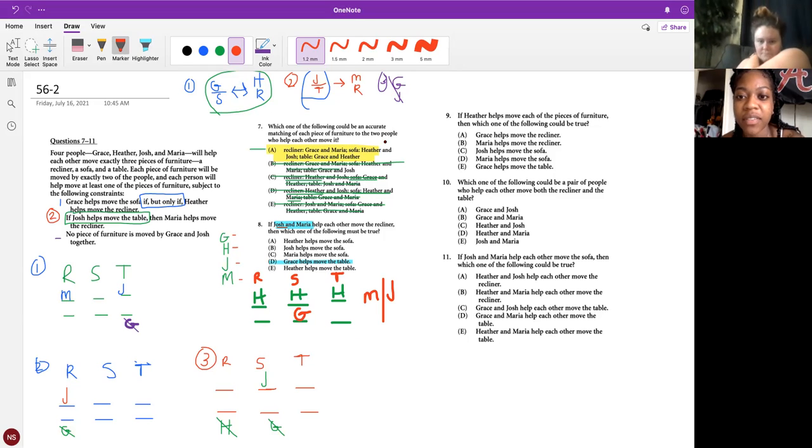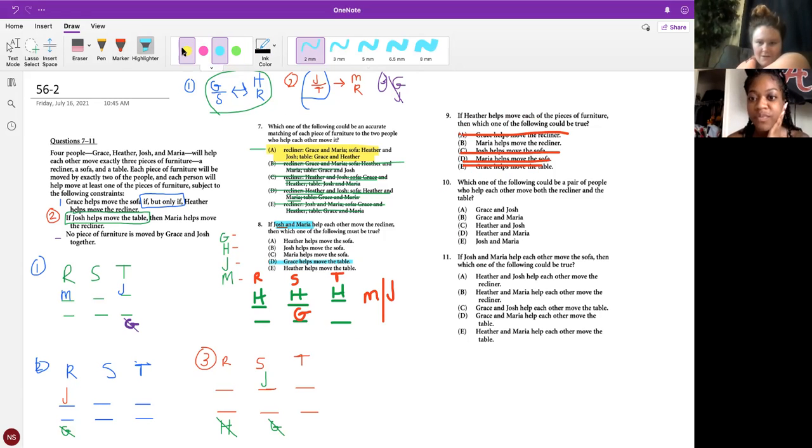So we're on 9, right? Which one of the following could be true? So it's probably gonna be something with M and J. Excellent. So you could do B. Yep, because G helps move the recliner. No, because G's an S. J helps move the sofa. No, because we have H and G there. M helps move the sofa. No. G helps move the table. No. Excellent.